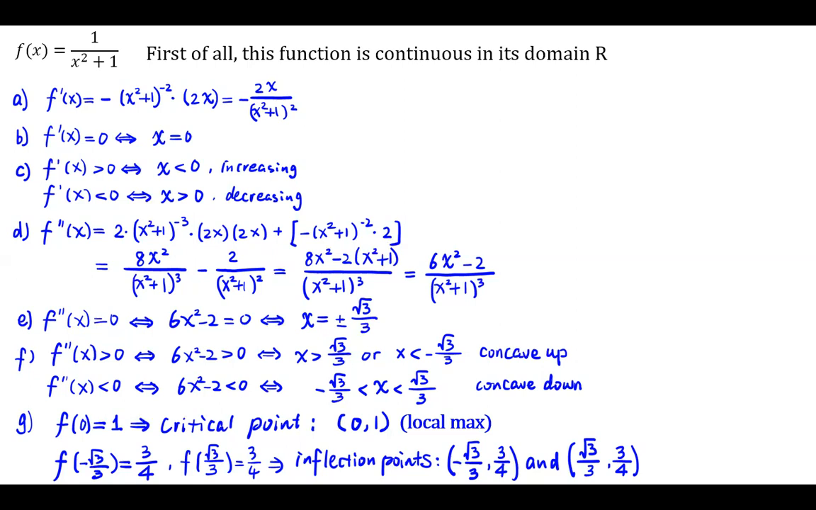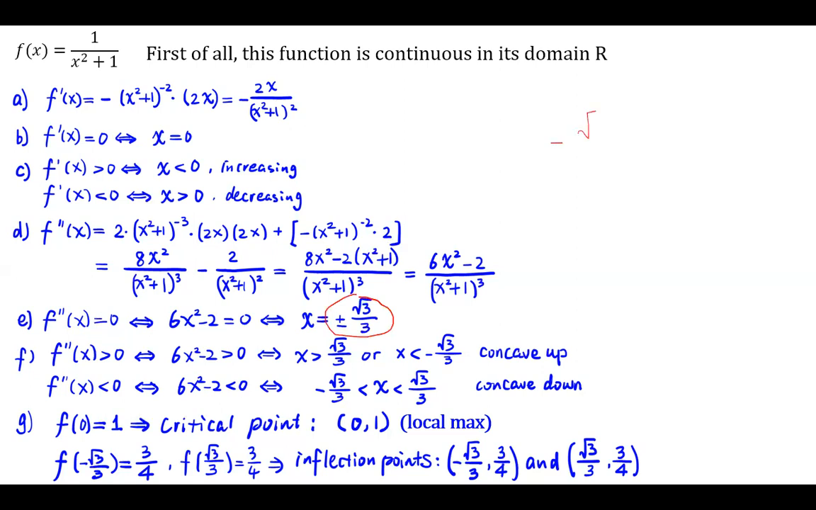Understand? Okay, then the inflection points are the points where the second derivative is 0 and the second derivative changes sign before and after that point, right? So first of all, we know that at x equals either positive or negative square root of 3 over 3, at such points, the second derivative is 0, right?